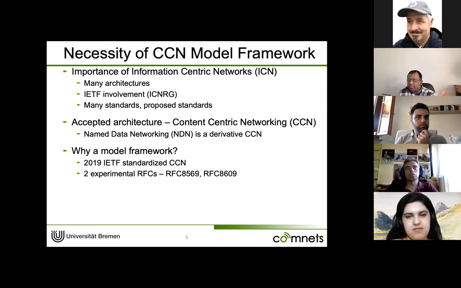So all this time, all these architectures and even the previous CCN implementations had their own understanding of CCN. But now we have a standard that we could use to build on. So that is why we wanted to build this model framework for our research, because we have moved into many research areas, but still information-centric networks or CCN is relevant. Right. So I will talk about them a little bit later.